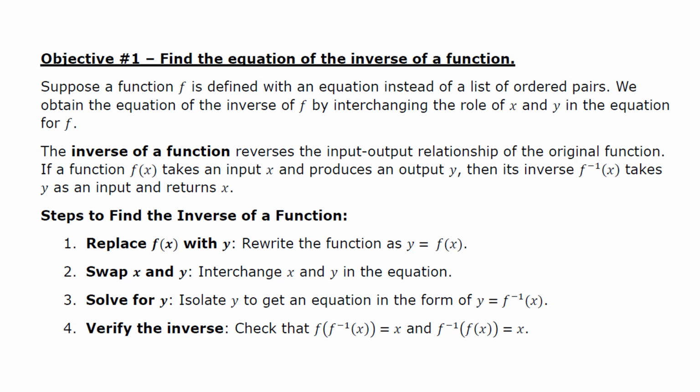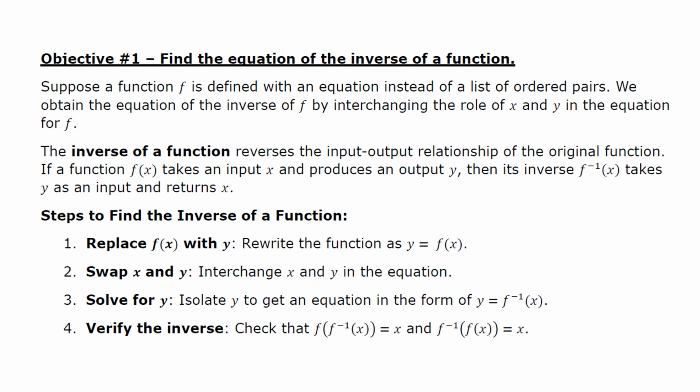So suppose a function f is defined with an equation instead of a list of ordered pairs. We obtain the equation of the inverse of f by interchanging the role of x and y in the equation for f. The inverse of a function reverses the input-output relationship of the original function. So if a function f of x takes an input x and produces an output y, then its inverse, the inverse of f of x, takes y as an input and returns x.